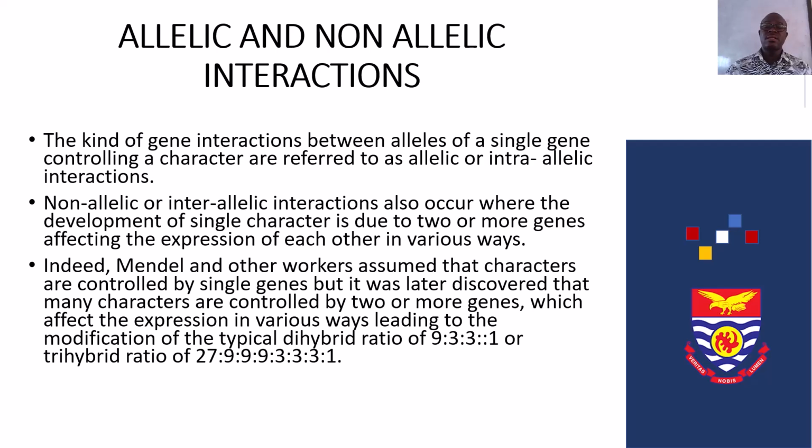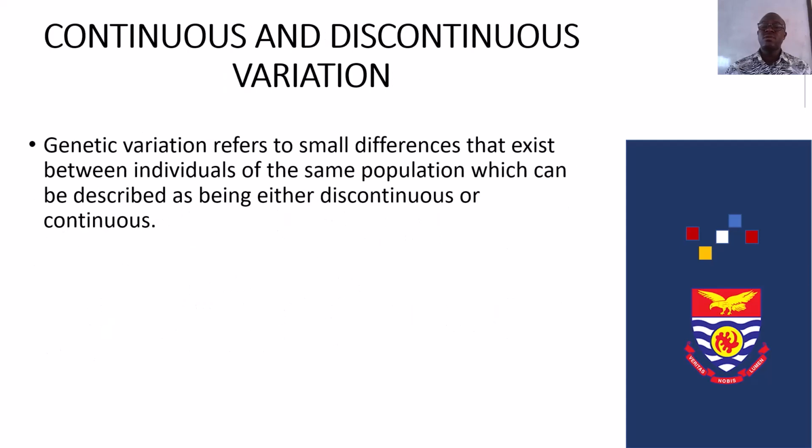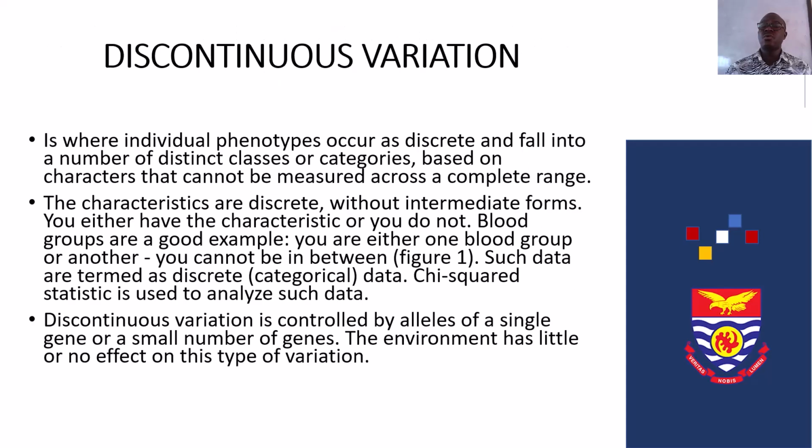Indeed, Mendel and other workers assumed that characters are controlled by single genes, but it was later discovered that many characters are controlled by two or more genes, which affect the expression in various ways, leading to the modification of the typical dihybrid ratio of 9:3:3:1 or trihybrid ratio of 27:9:9:9:3:3:3:1. Genetic variation refers to small differences that exist between individuals of the same population, which can be described as being either discontinuous or continuous.